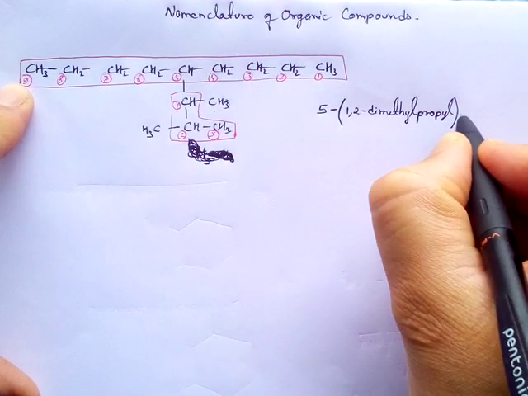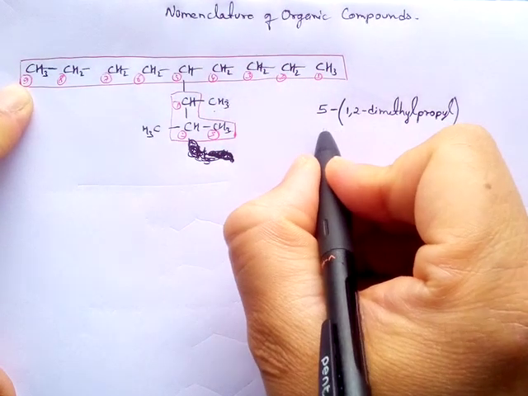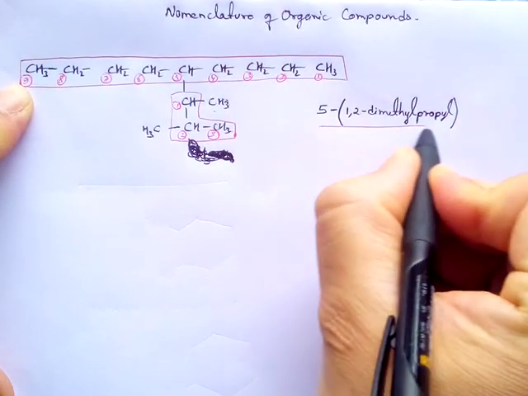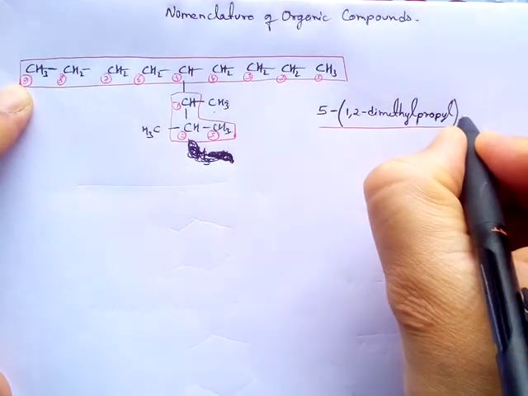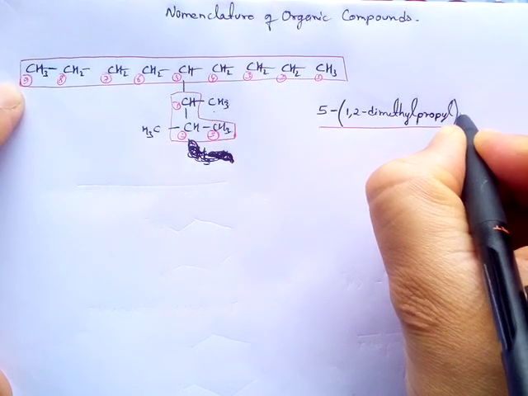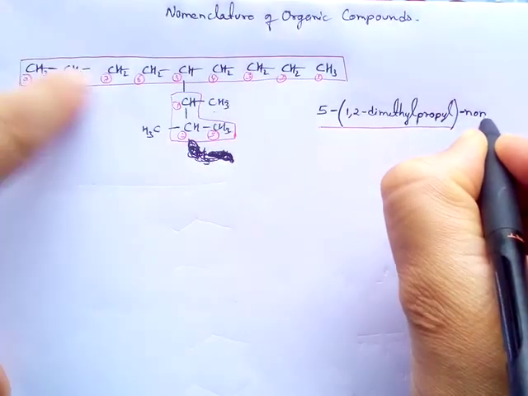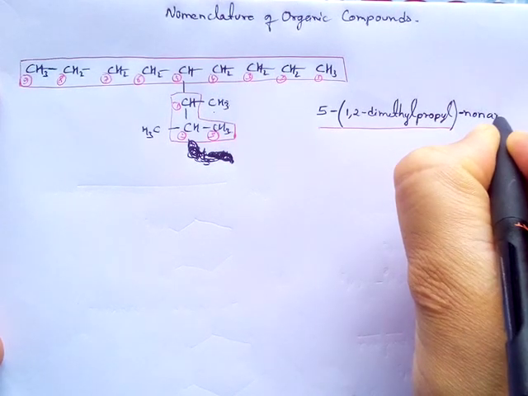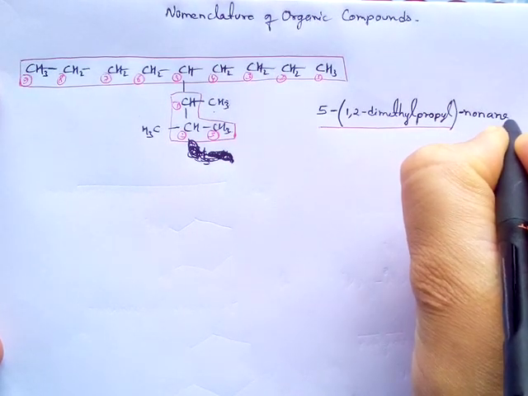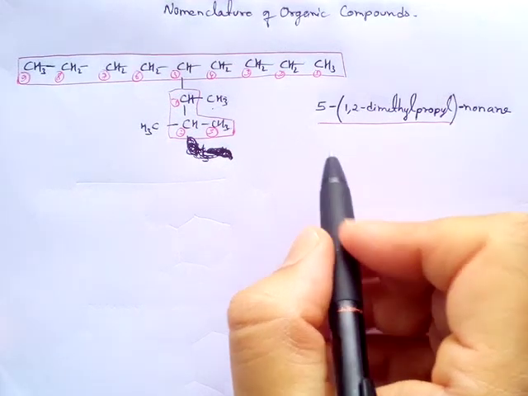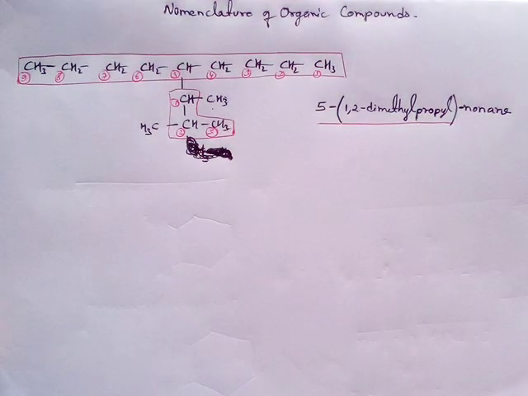It's 9 number of carbon, the word root. So this is your prefix. Then the word root. The word root for 9 is non, right? So non-ane, since all the carbon bonds are single bonds. So it is a nonane. So the name of this compound is 5-(1,2-dimethylpropyl)nonane.